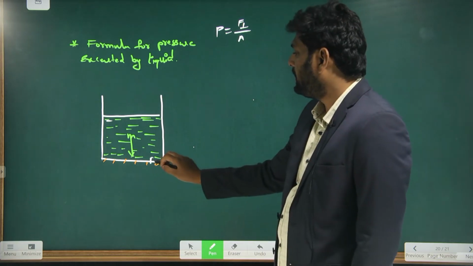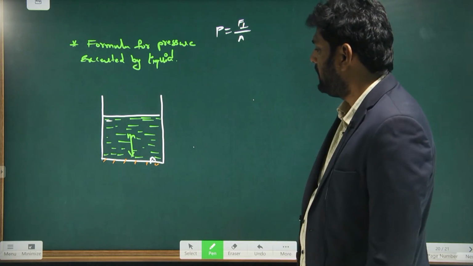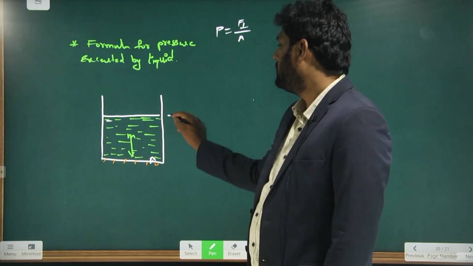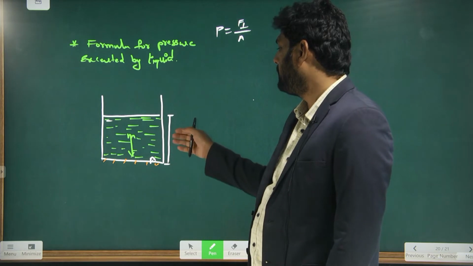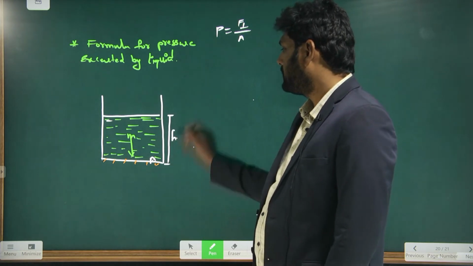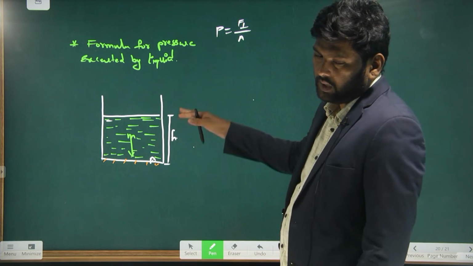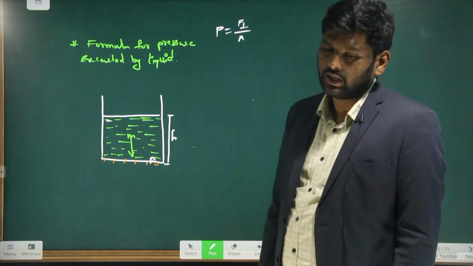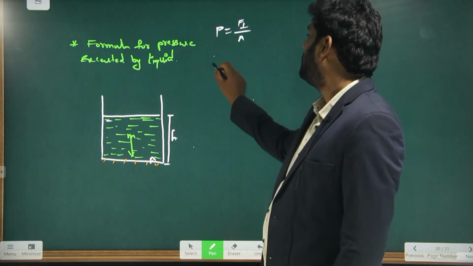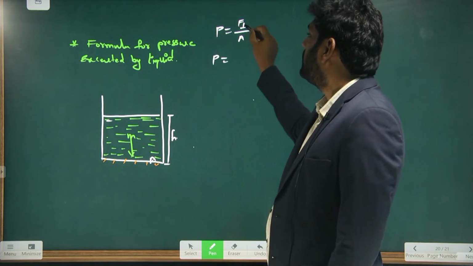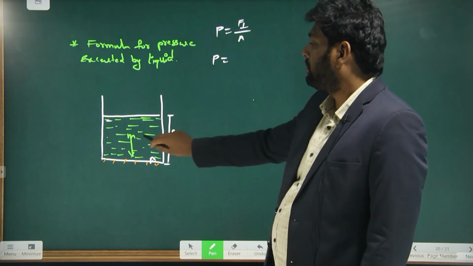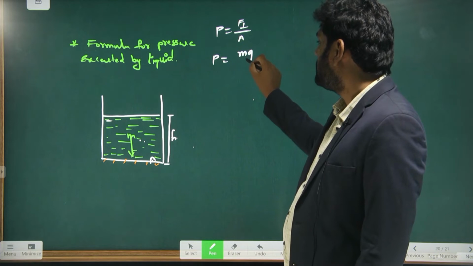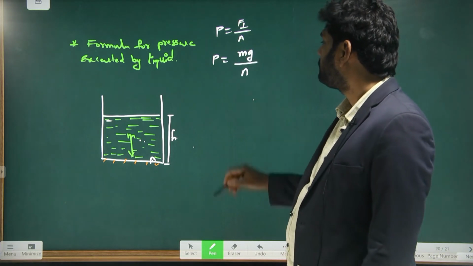The bottom area of the container is A, and the height occupied by the liquid is H. Then pressure is equal to the thrust force, which is nothing but the weight of the liquid, mg, by area.